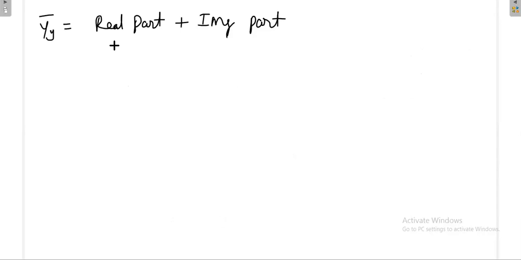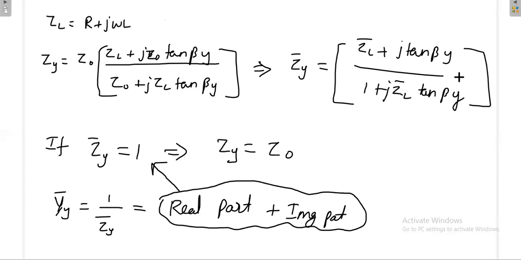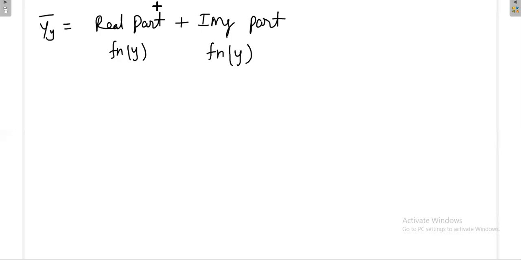Y bar is real part plus imaginary part. Somebody tell me, is this real part a function of y? Yes, sir, because when you move along the line, this real part may vary. Similarly, when you move along the line, your imaginary part also will vary. From the formula it's very clear, it's a function of y. Even after making it real and imaginary, the real part is a function of y and the imaginary part is a function of y.